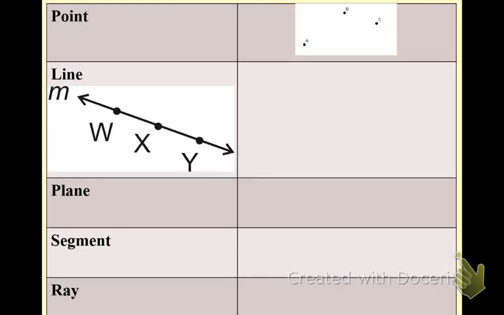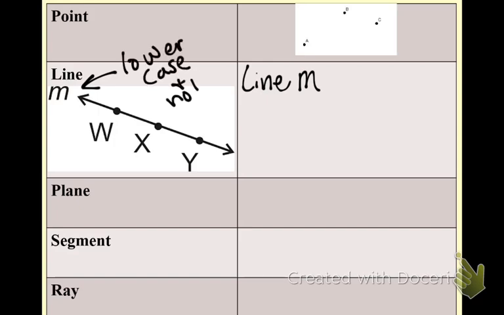All right, let's talk about lines. You have this line on here. Let's say we wanted to use the word line. What is the only letter I could use with the word line? M. Why would I use the letter M? Because it's lowercase, and it's not a point. So I can use line M.